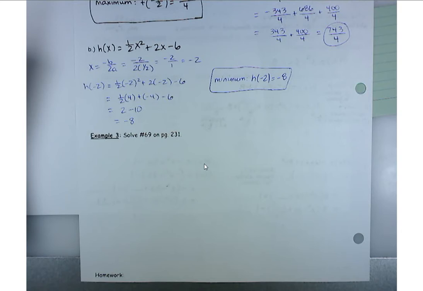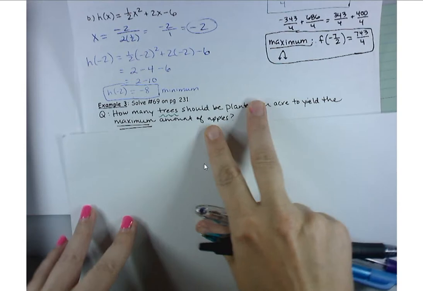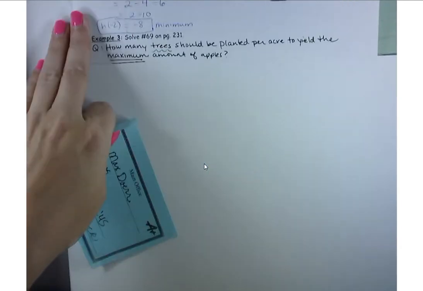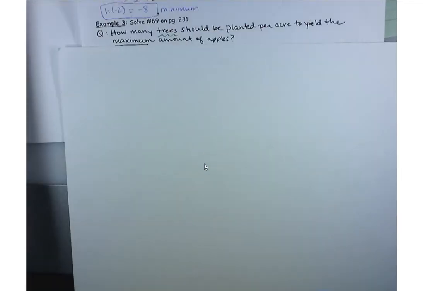Okay, Michaela, what question are we trying to answer for this? What is it asking you? Okay, so it says how many trees should be planted per acre to yield the maximum amount of apples? Is that what you guys wrote down? How many trees should be planted per acre to yield the maximum amount of apples?